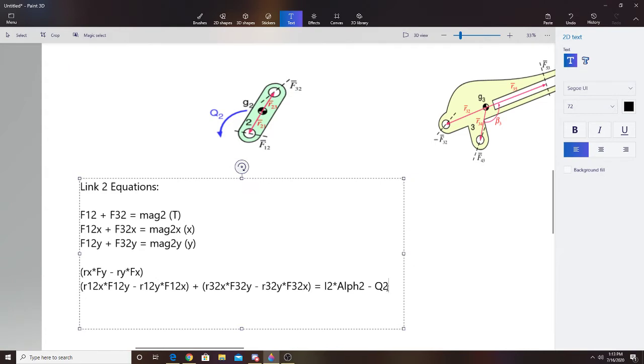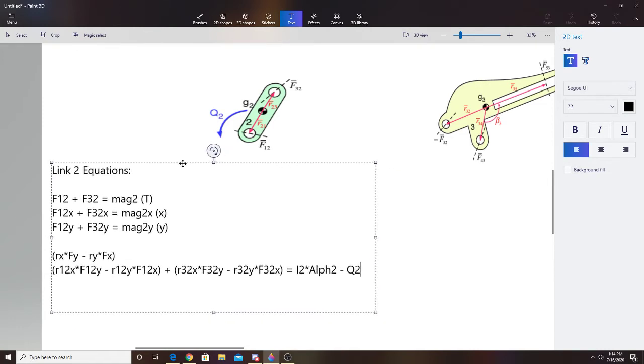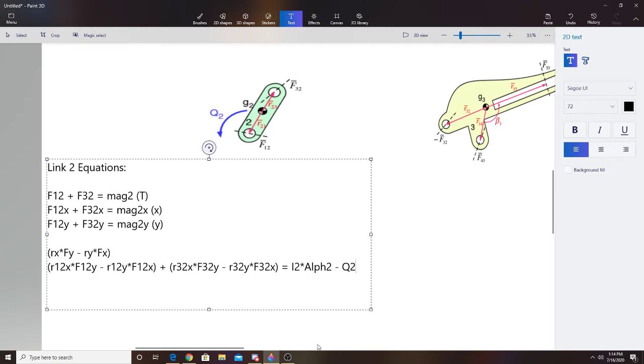And the reason why it's Q2 is because we have an input torque right here. And it used to be on this side, but we want to move it all the way to the other side just because we want to keep all the knowns and unknowns separate, right? And so we put it onto the known side, which is I2 alpha 2 minus Q2. All right. So are we all good with that? Everyone understand how we got all of these equations?